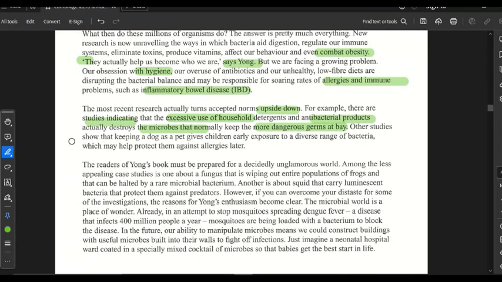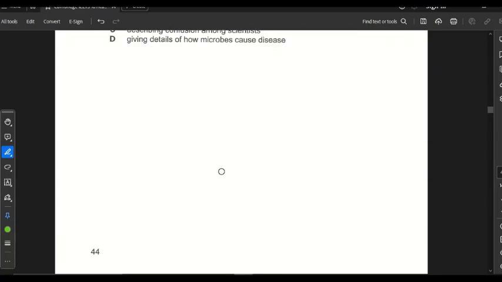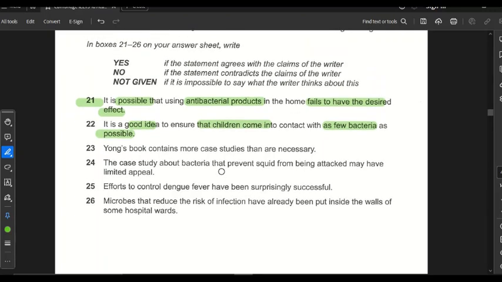Other studies show that keeping a dog as a pet gives children early exposure to a diverse range of bacteria, which may help protect them against allergies later. So look at this word, "may." This is a word of uncertainty. Anyway, let's check out the statement.